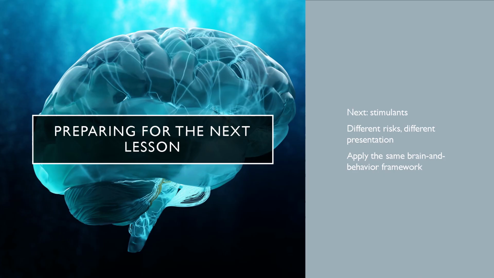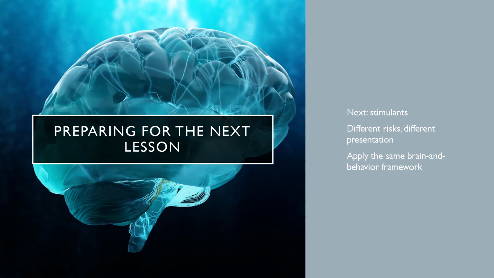As you're moving into that lesson, keep that same brain and behavior framework that you have been building throughout this course. We're still going to be looking at how substances affect the neurotransmitters, how behavior is shaped by pharmacology and how risk is showing up in real life. The details are going to differ, but the structure of your thinking should remain strong. And this is part of what makes the course practical.